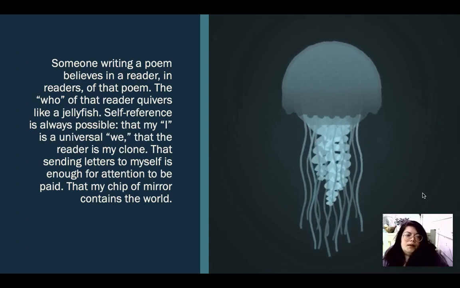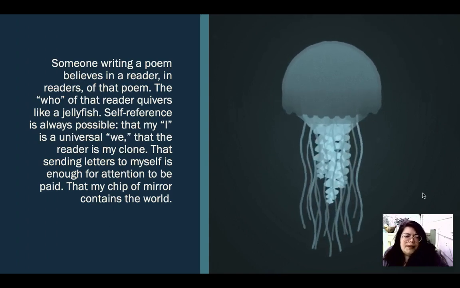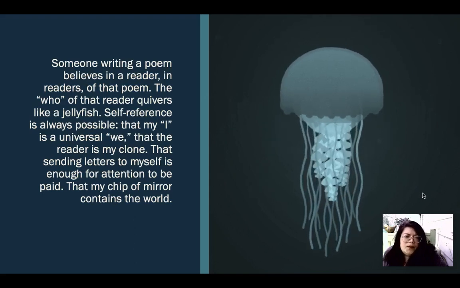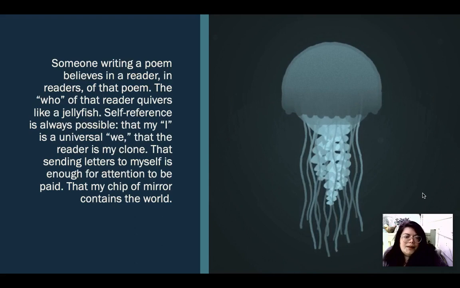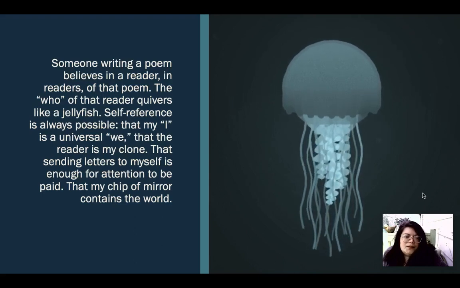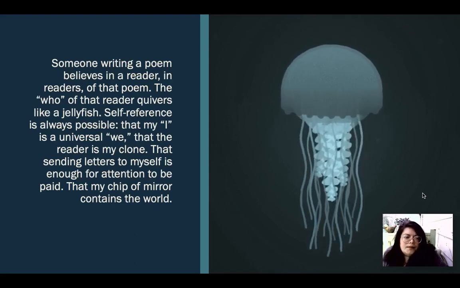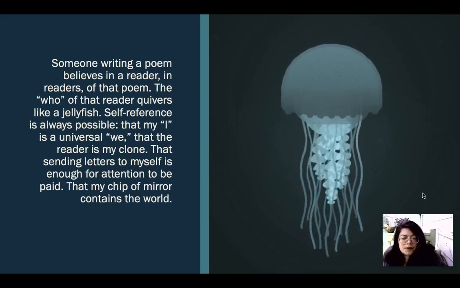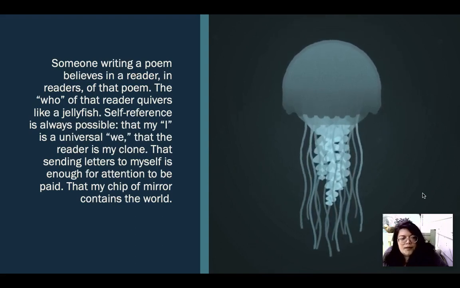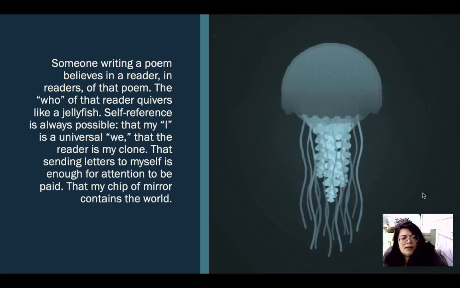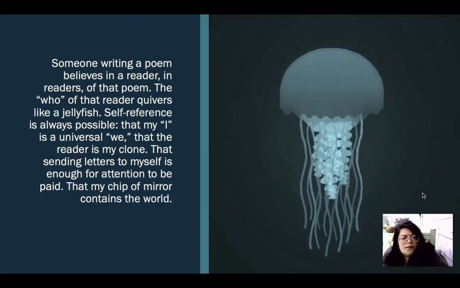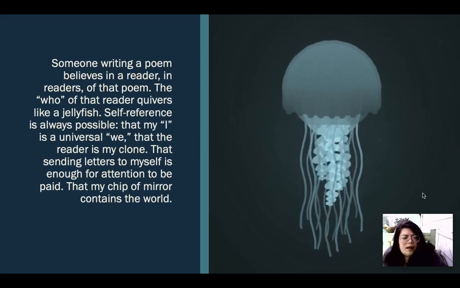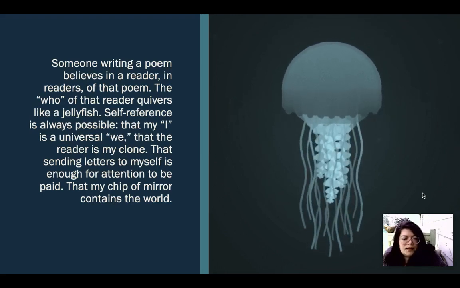Someone writing a poem believes in a reader, in the readers of that poem. The who of that reader quivers like a jellyfish. Self-reference is always possible, that my I is a universal we, that the reader is my clone, that sending letters to myself is enough for attention to be paid, that my chip of mirror contains the world.